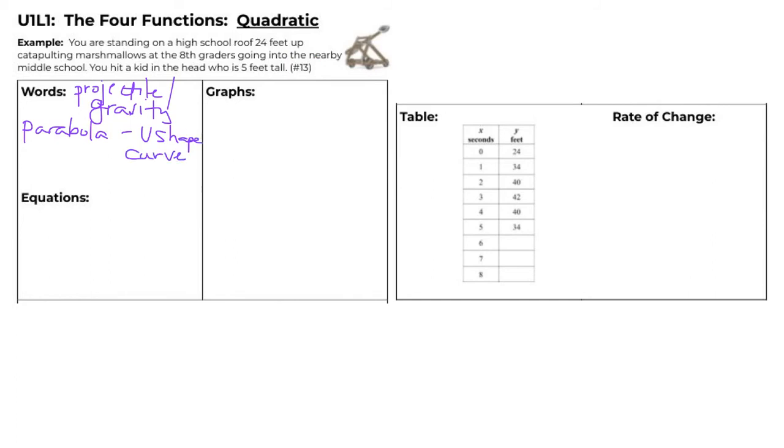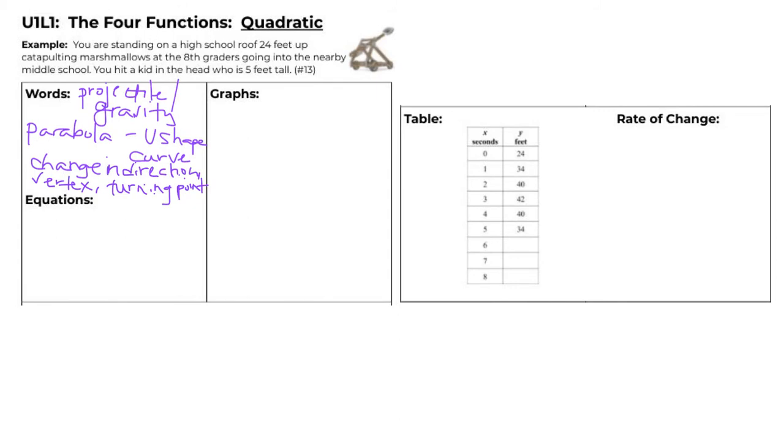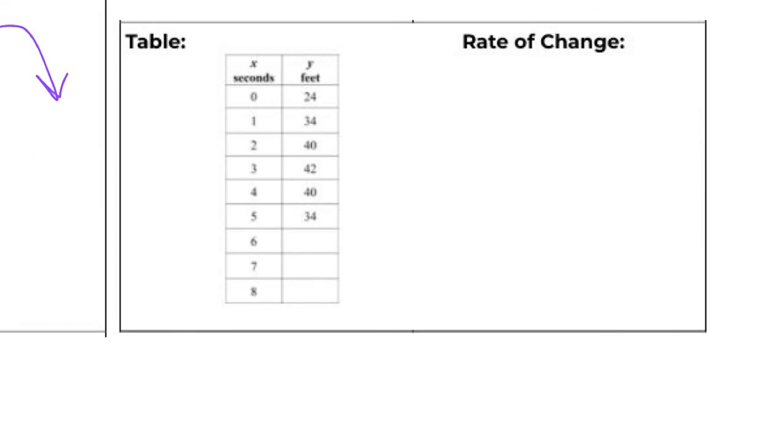All U-shaped curves have a change in direction, and that change in direction is called a vertex. This is also called a turning point. And so those graphs might look something like this or something like this. So it could be a U shape opening up or a U shape opening down. Let's take a look at the table.